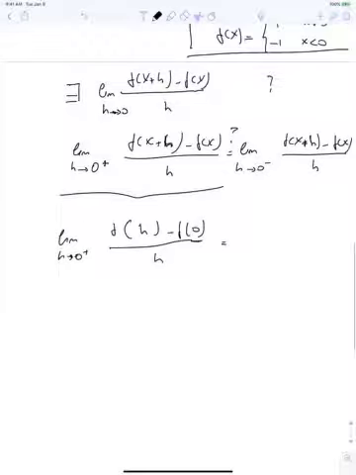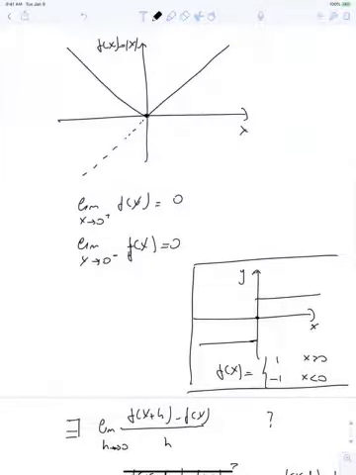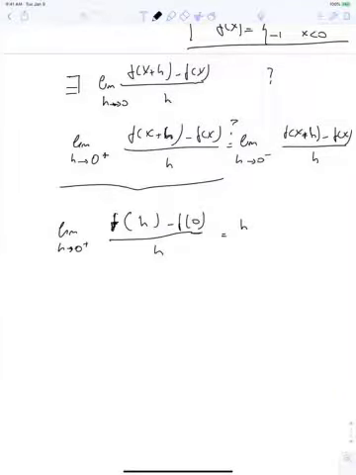Now, here, and this is pretty simple, we just have to replace the value of the function. So f of h is the value of the function in h, and we know that we're going to 0 from the right, so h must be positive, so f of h is simply equal to h. So this is h minus, well, f of 0 is the value 0 of the function, which is 0, divided by h. So this is h divided by h, which is equal to 1.